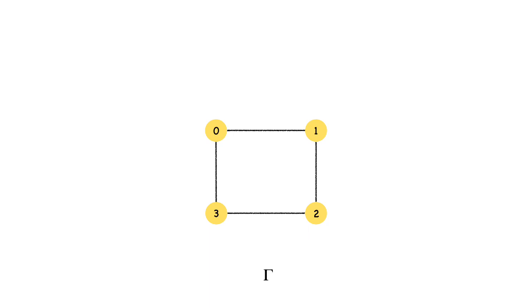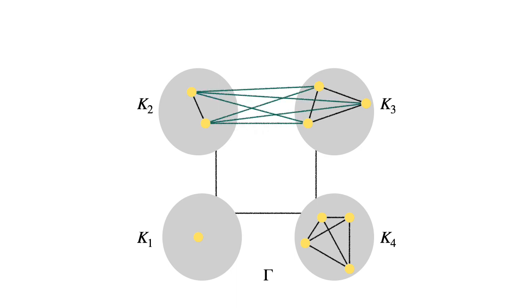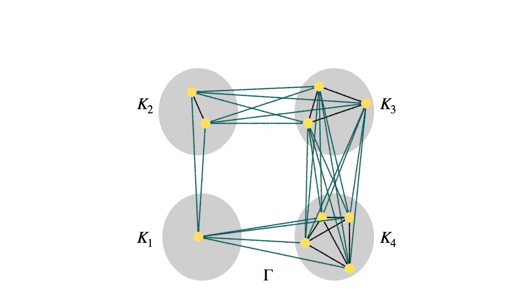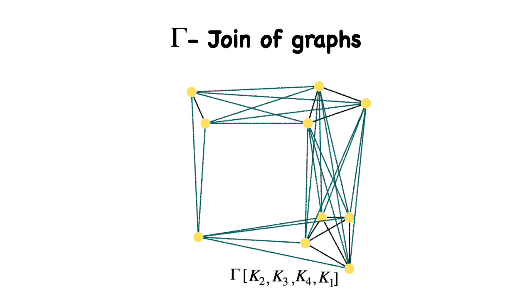One more definition: given a graph gamma, let's replace each of its vertices by a graph. Because there is an edge between the graphs K2 and K3, I'll be joining each vertex of K2 with each vertex of K3. I'll be doing the same operation with all the vertices. The graph obtained now is called the gamma join of the graphs and it is represented in the following manner.